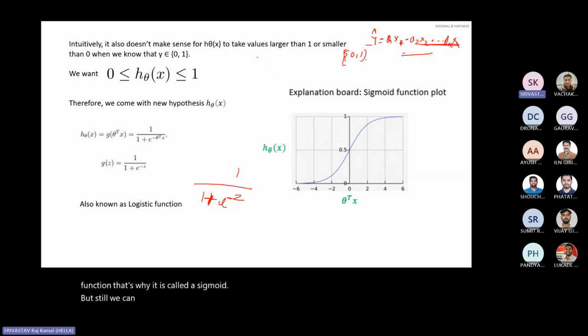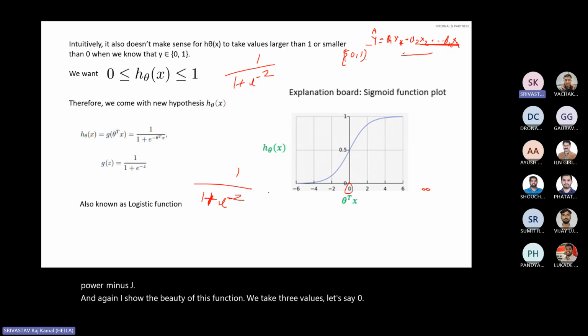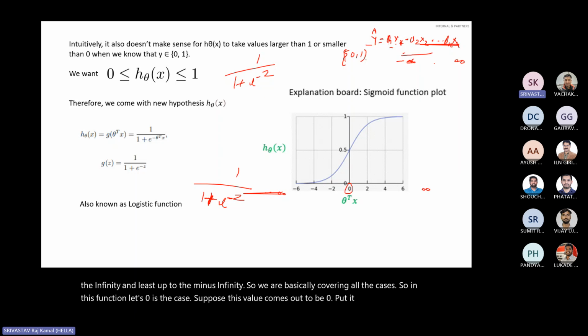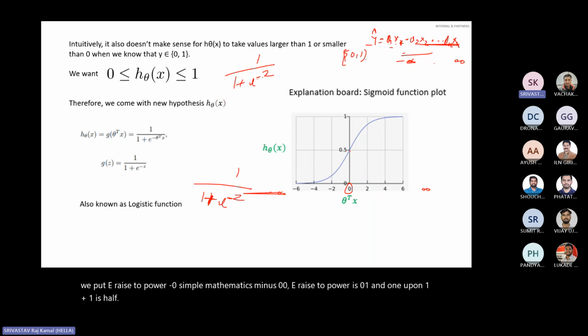He gave this function, which is nothing but 1 upon 1 plus e raised to power minus z. Again, I show the beauty of this function. We take three values: 0, infinity, and minus infinity. Why? Because the multiplication of all the thetas with x1 can be at most infinity and at least minus infinity, so we are covering all the cases. Suppose this value comes out to be 0. When we put e raised to power minus 0, that is e raised to power 0, which is 1, and 1 upon 1 plus 1 is half. This is the center point.